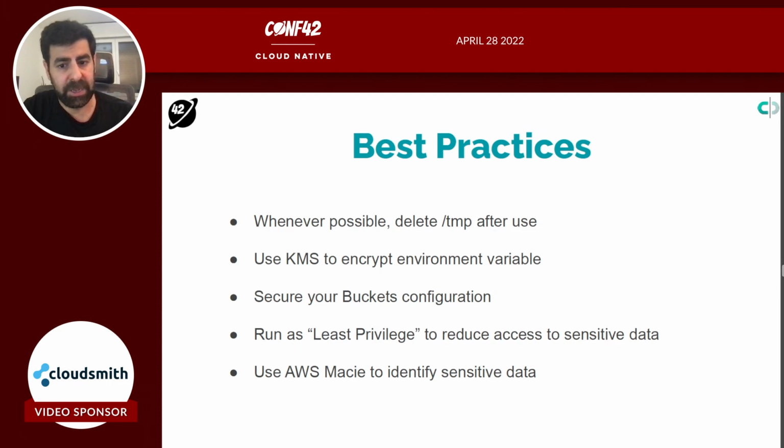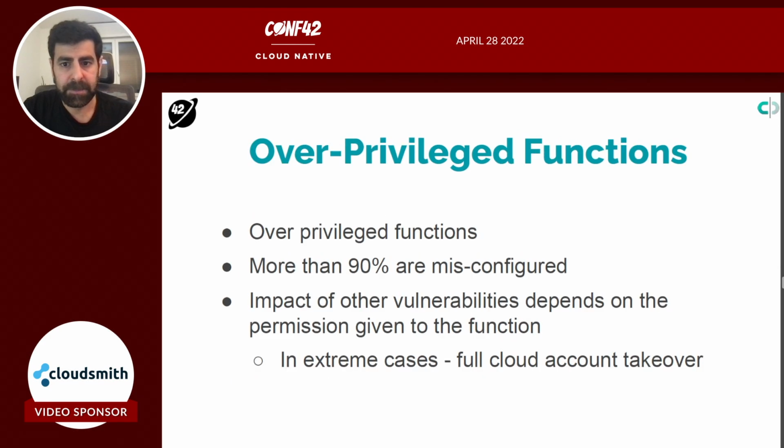Again, if the Lambda handles sensitive data, make sure you run with least privilege. We'll hear it again and again because it limits any type of risk, and we'll talk about it independently later. And you can use other services. Again, if we're running AWS, you can use Macie, for example, to identify sensitive data in your buckets.